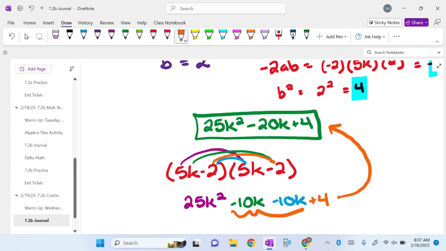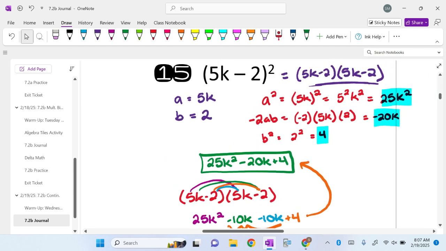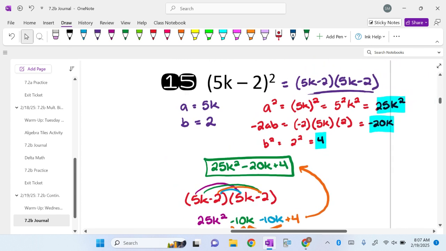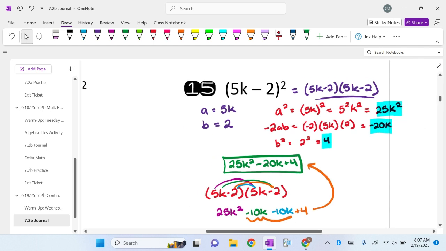Any questions on squares of binomials? So again, the common mistake that I see is that most people would just square the 5k, square the 2. That's their answer. But remember, when we did our algebra tiles yesterday, we learned that that's not the case because there is some x value still in there, not just the x squared and the constant.